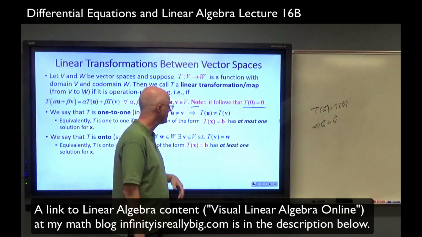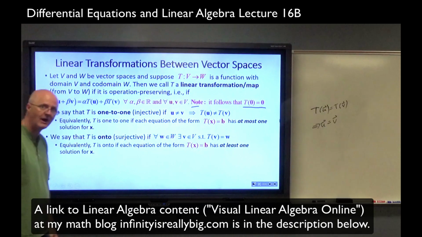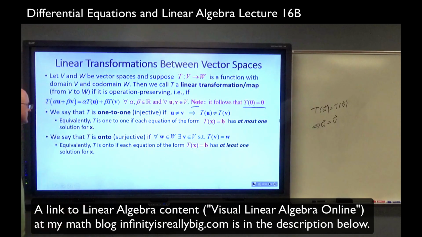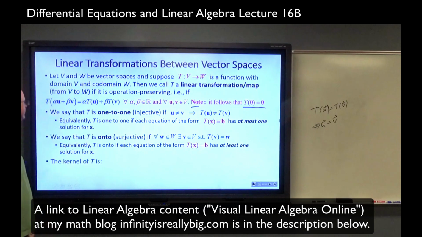For every b in W, there's at least one x in V. There could be more than one that gets mapped to that b. Of course, if it was one-to-one, it would also have to be exactly one solution. If T is one-to-one and onto, it's called bijective, and this kind of equation would have exactly one solution.